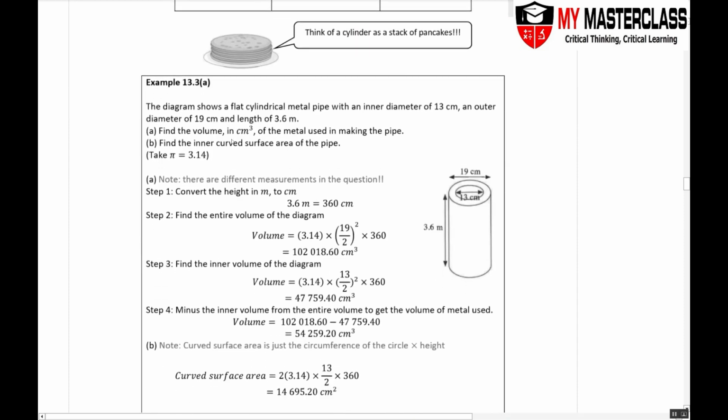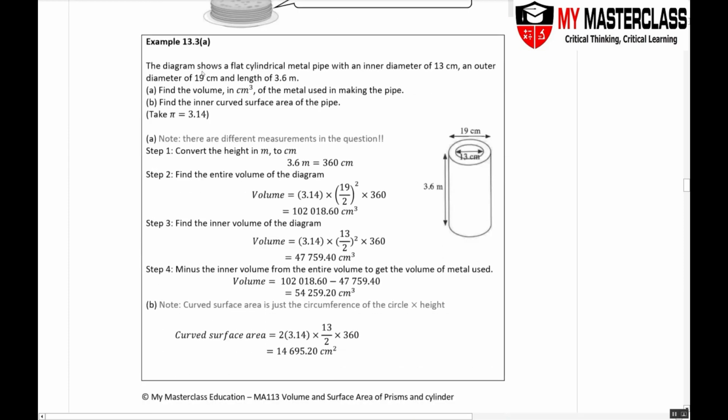So let's take a look at example 13.3a. You have a flat cylindrical metal pipe with an inner diameter of 13 cm, so that means this inner circle here, and an outer diameter of 19 cm, which is this outer diameter here. Length of 3.6 meters. So this 3.6 meters is the height of your cylinder.